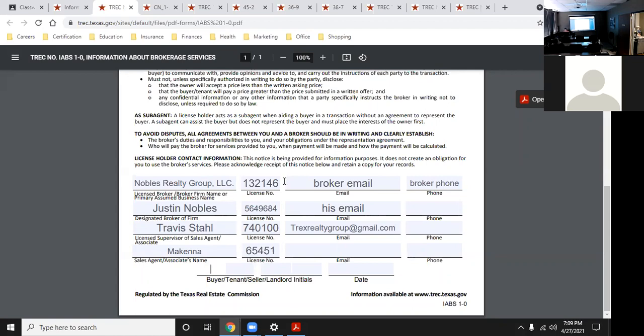Now, this date is usually as good for as long as your agreement, whether it's your buyer's representation or your listing agreement or whatever, it's as good for as long as that agreement's good.